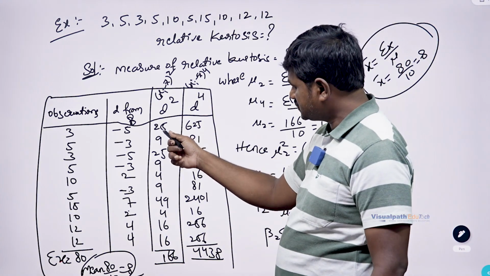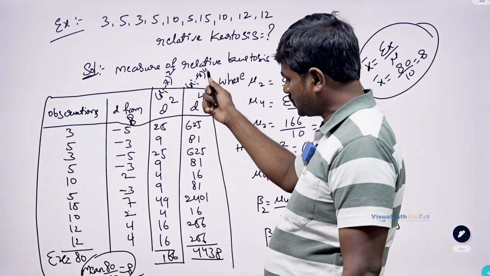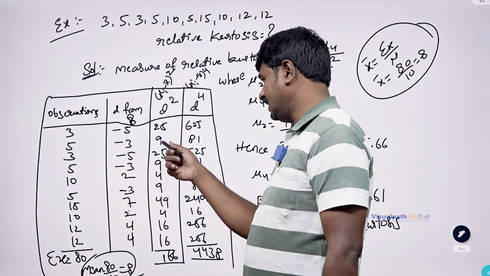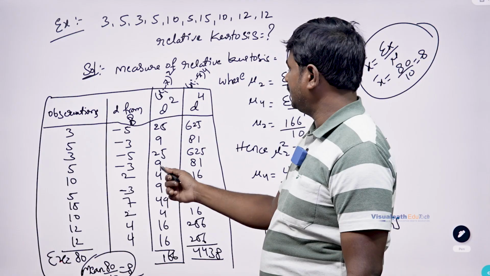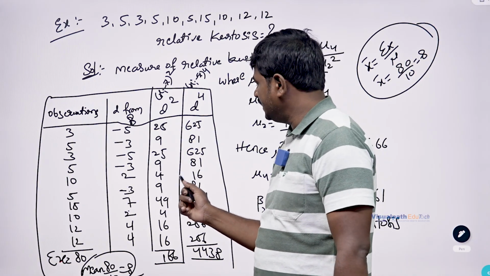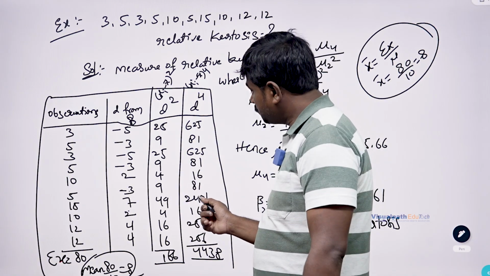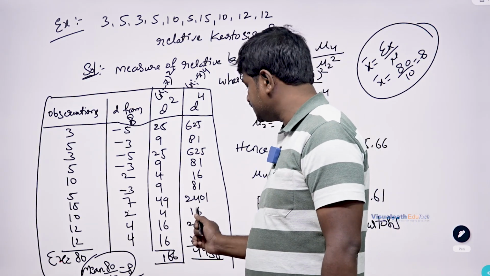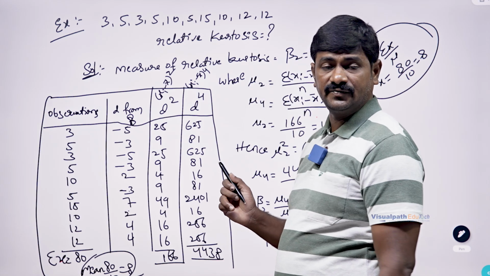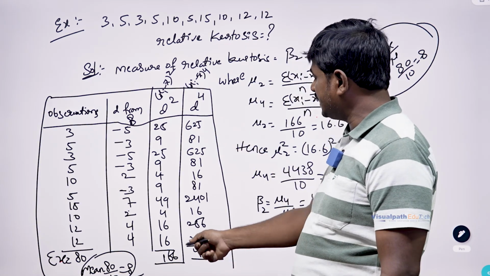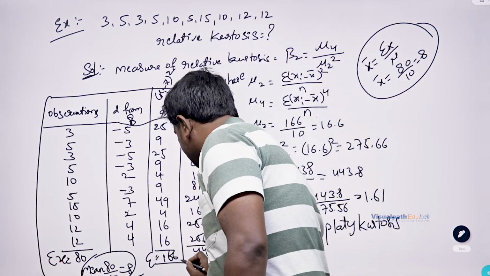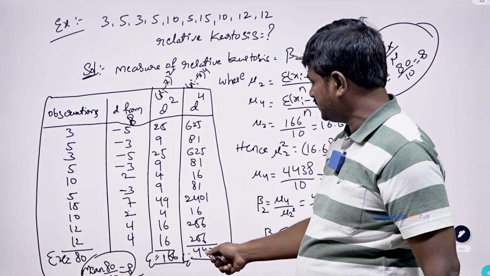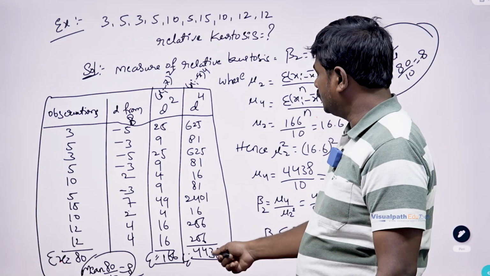So for d power 4, we are again squaring these values, the d square values. 25 square is 625. 25 into 25 is 625. 9 into 9 is 81. 25 into 25 is 625. 9 into 9 is 81. 4 into 4 is 16. 9 into 9 is 81. 49 into 49 is 2401. Next, 4 into 4 is 16, and 16 square is 256. So all these values we calculated. Again, doing the summation of these values, sigma d square is equal to 166, and sigma d to the power 4 is equal to 4438.